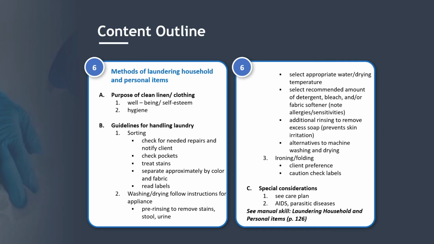Alternatives to machine washing and drying. Ironing or folding: client preference. Caution: check the labels. Special considerations: see care plan, AIDS and parasitic diseases. See Manual Skill, Laundering Household and Personal Items, page 126.